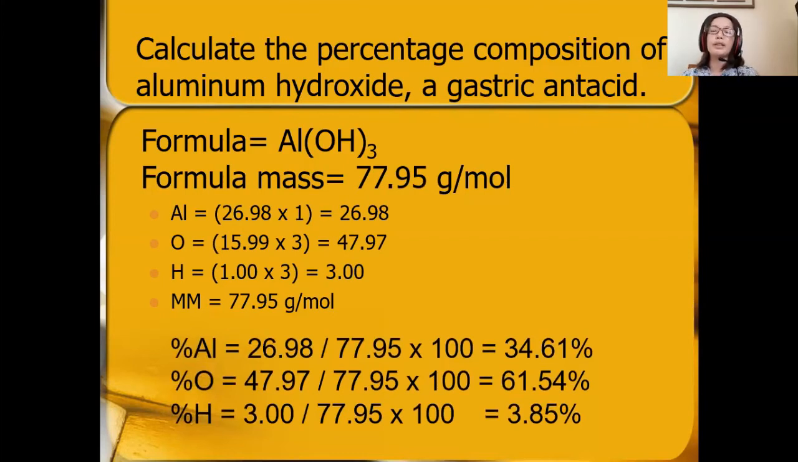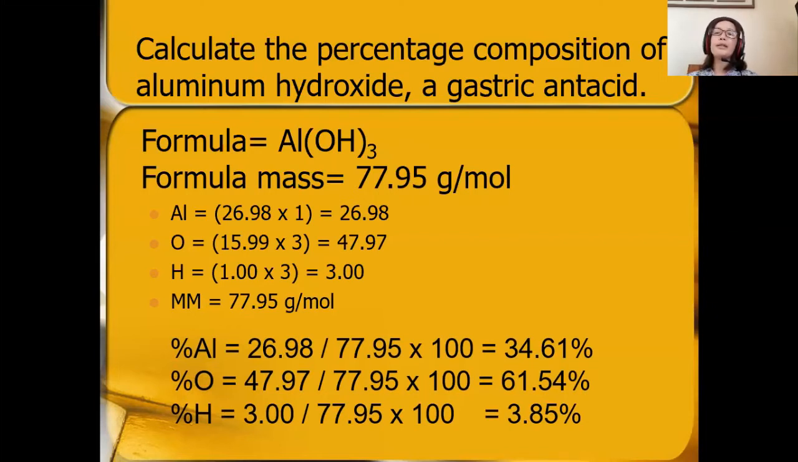So for the percentage of aluminum, aluminum is 26.98 grams per mole in the compound. You divide it by the total mass of 77.95 and multiply by 100. So the percent composition of aluminum is 34.61.